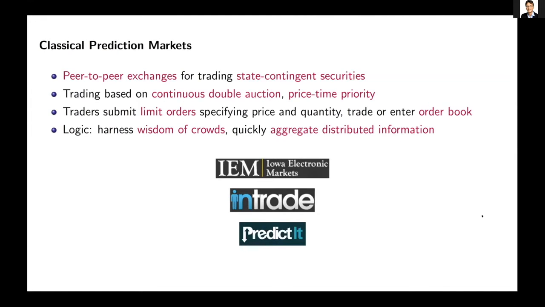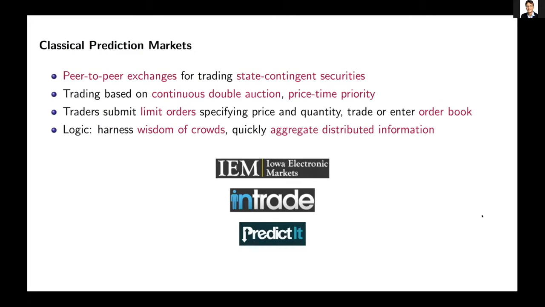Basically, the process is referred to as a continuous double auction. People submit orders that specify both the price and quantity. These orders will either trade if they are consistent with something that came before and is still waiting, or they will enter into an order book and wait for subsequent orders to come and trade against them.